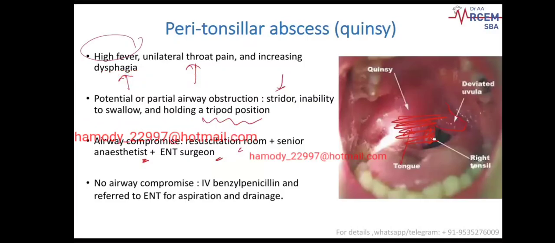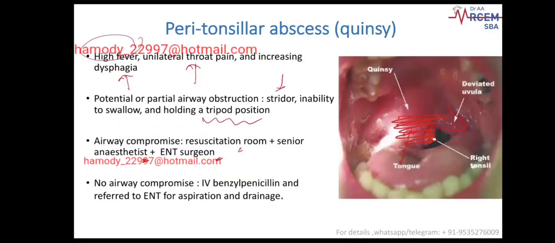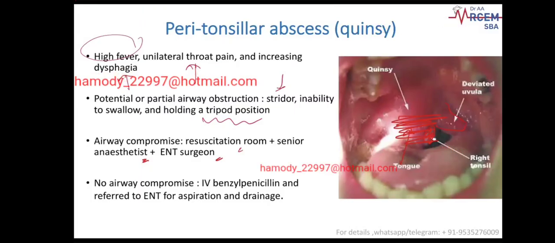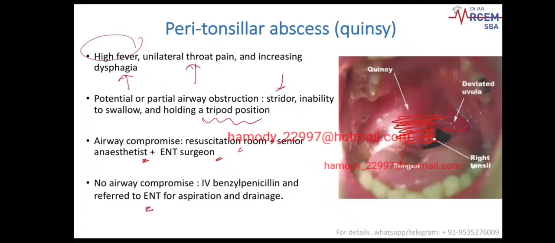If the patient is desaturating, start him on high flow oxygen. Make sure he's in the resuscitation room. Involve the senior anesthetist and ENT surgeon at the earliest. This is an abscess, so it requires drainage done by the ENT specialist. Along with it, you need to give IV antibiotics. The preferred one will be benzyl penicillin.